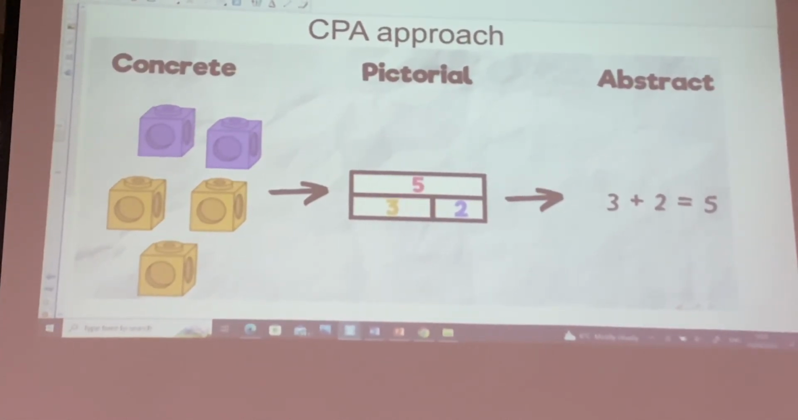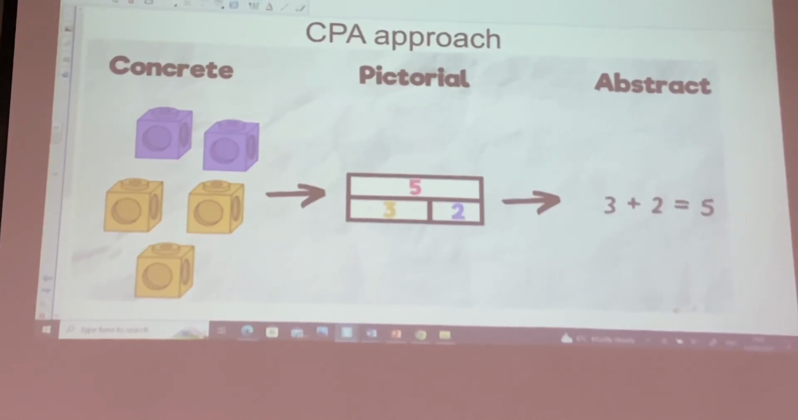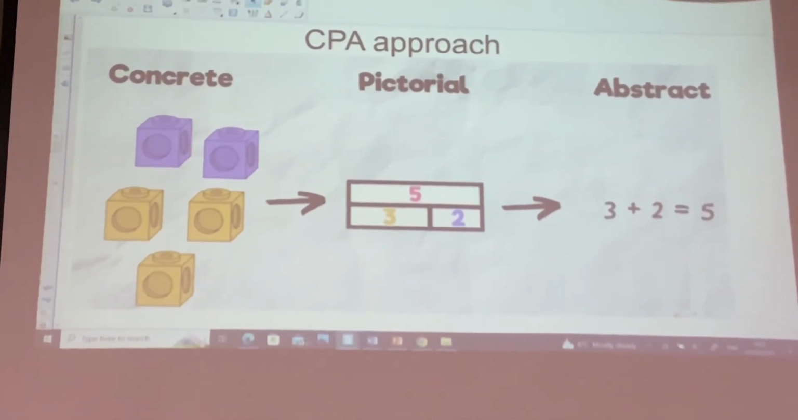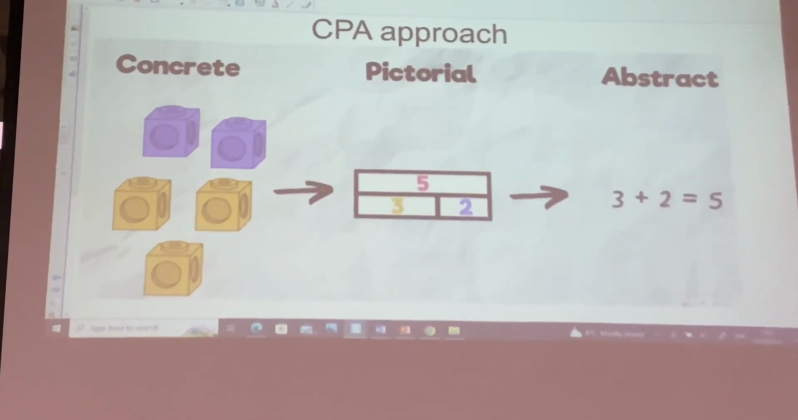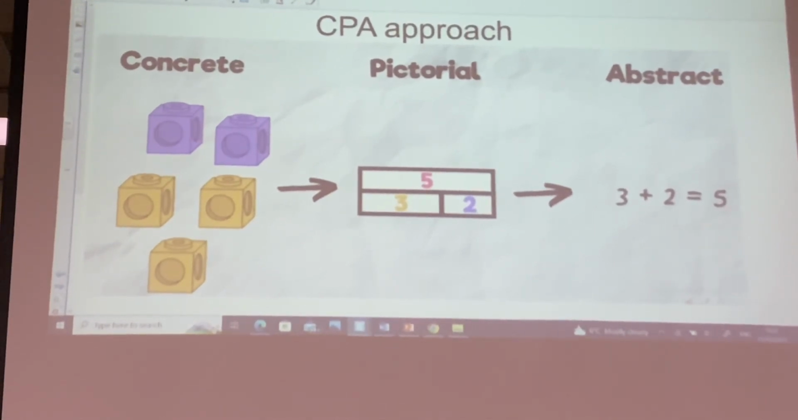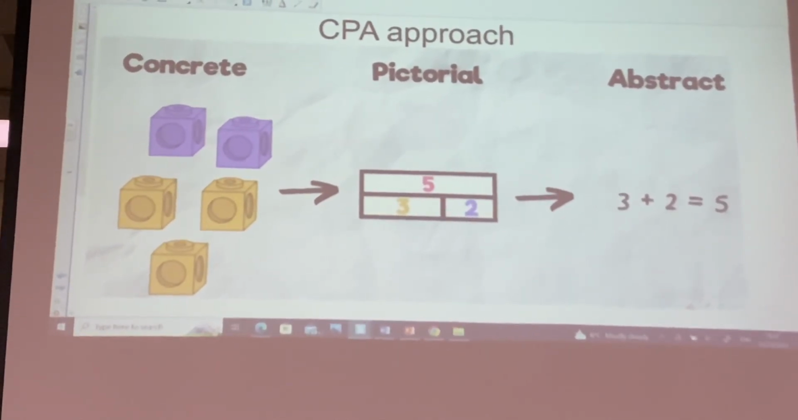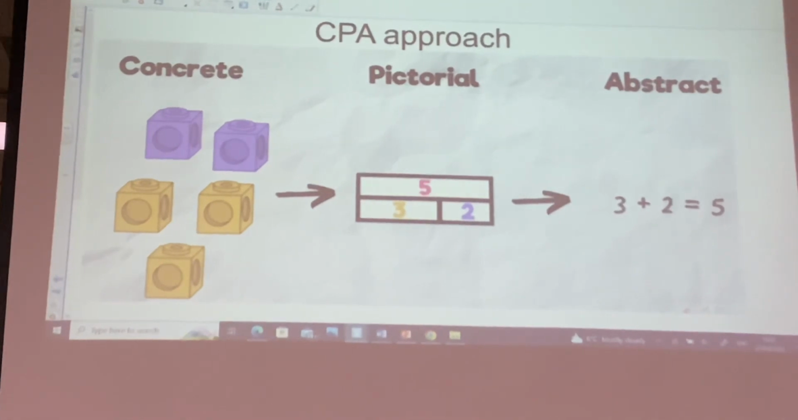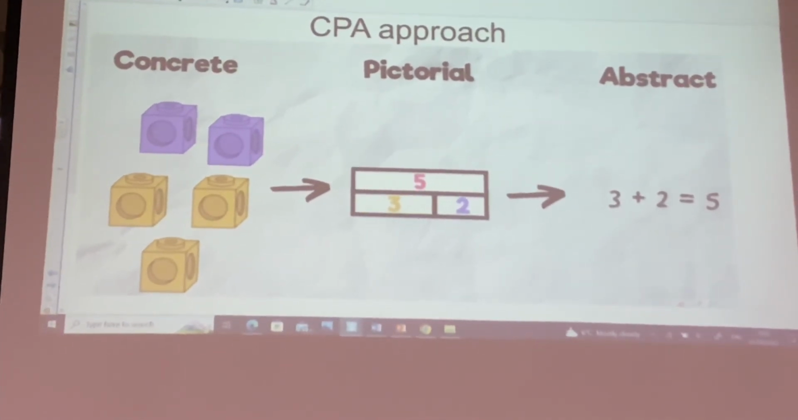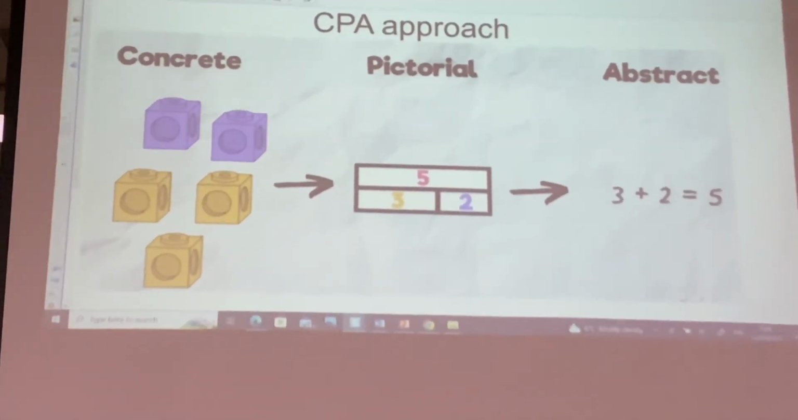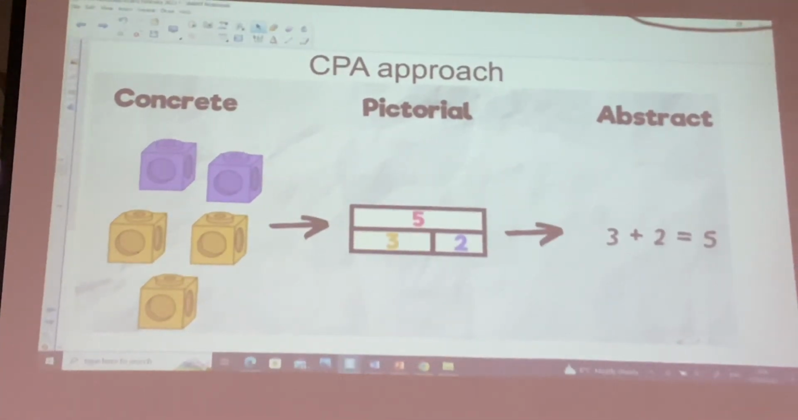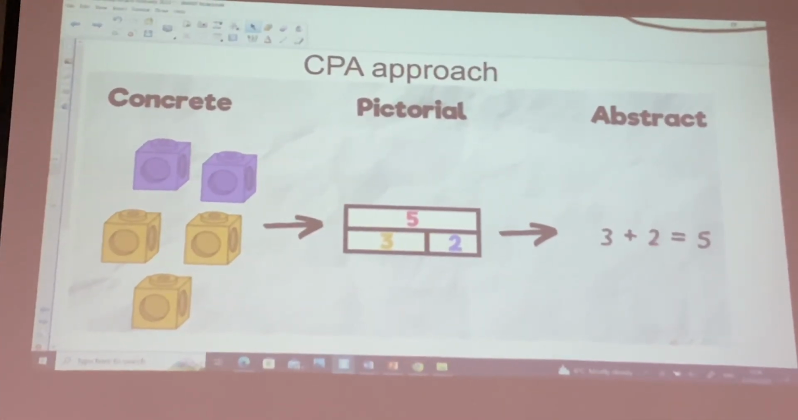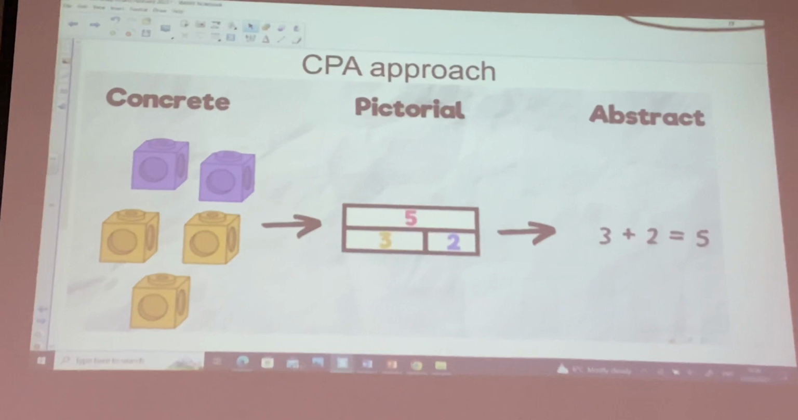Now, I don't know about any of you sitting there, but when I learned maths and did maths at school, we went straight to abstract. We didn't have concrete or pictorial. Even when I started in year one, it would be very much a focus on the abstract way of teaching, and quite a lot of rote learning. So it has moved, and in a good way, because it really helps the children have a much deeper understanding.